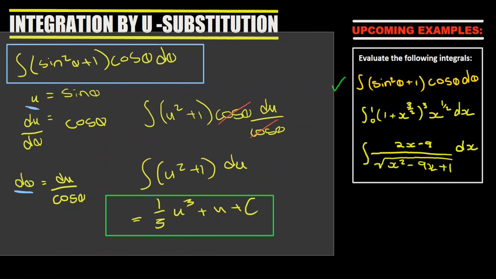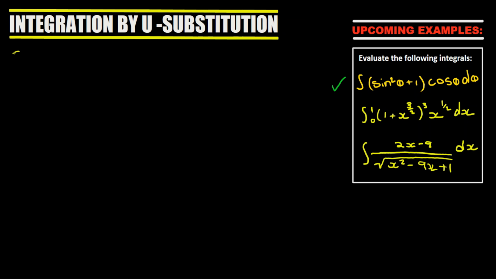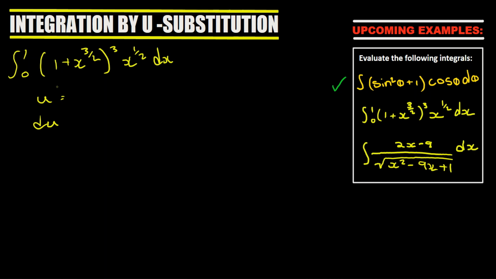Now let's move on to our second example, which is the integral from 0 to 1 of (1 plus x raised to 3 halves) all raised to 3, multiplied by x raised to half, dx. For this we have to define two parts again, u and du, where we can define u as 1 plus x raised to 3 halves, and the derivative of u with respect to x is equal to 3 over 2 x raised to half.